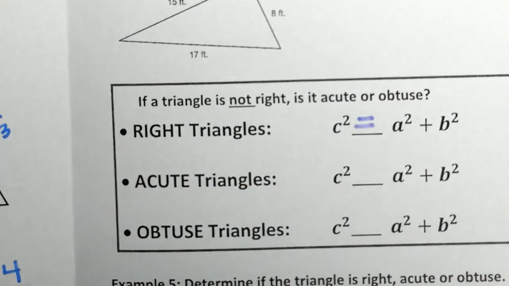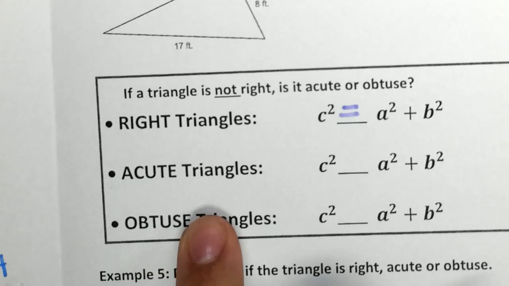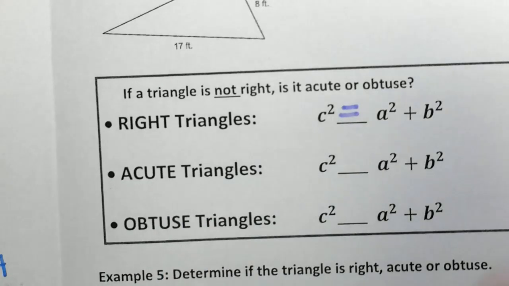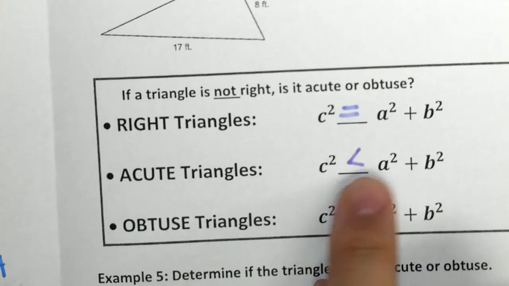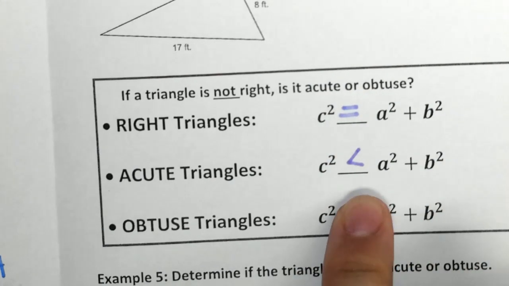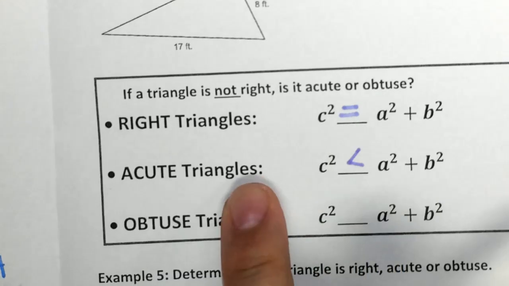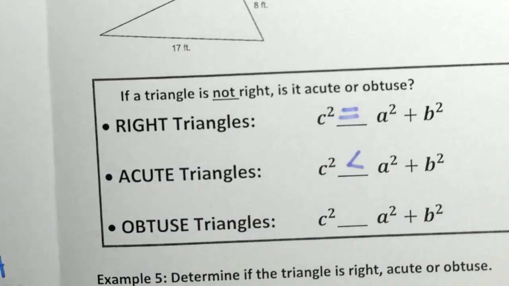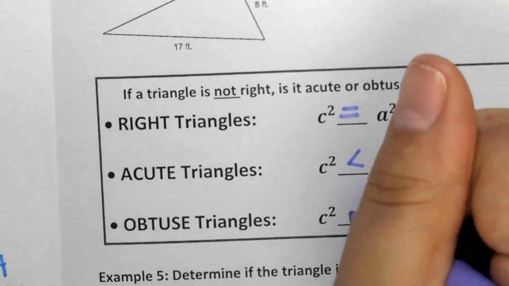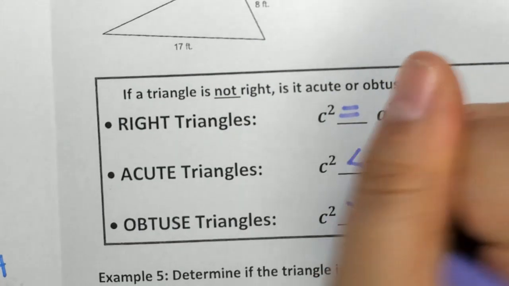An acute triangle is which one? An acute would be less. This is actually why I turned the Pythagorean Theorem around, because I wanted acute to be less. But C squared has to go first. An obtuse triangle would be C squared is greater than.